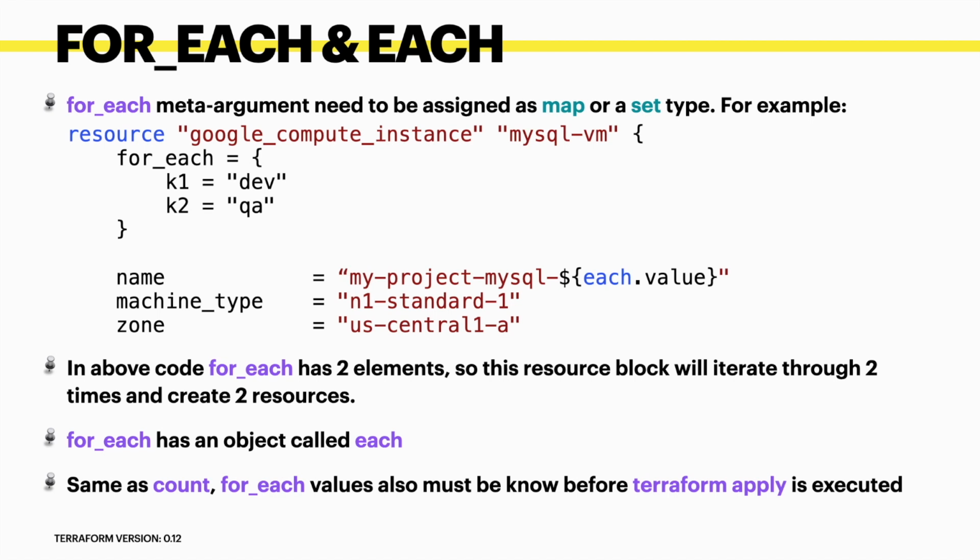For_each has an object called each, and this object has 2 attributes, key and value. When the resource iterates through the for_each map, the current value is stored in the object each, and if we use each.key, it will return the value of the current key, and in the same way each.value will return the value, and this can be used to modify each resource based on the map element. Same as count, the for_each value must also be known before the Terraform apply is executed.